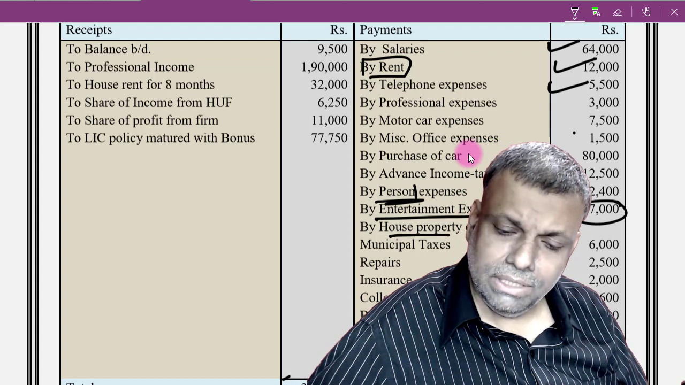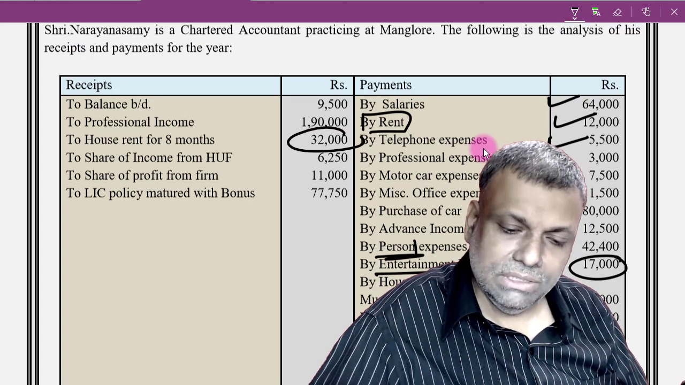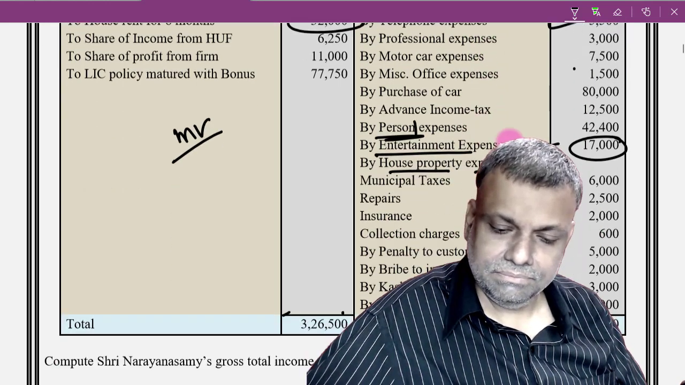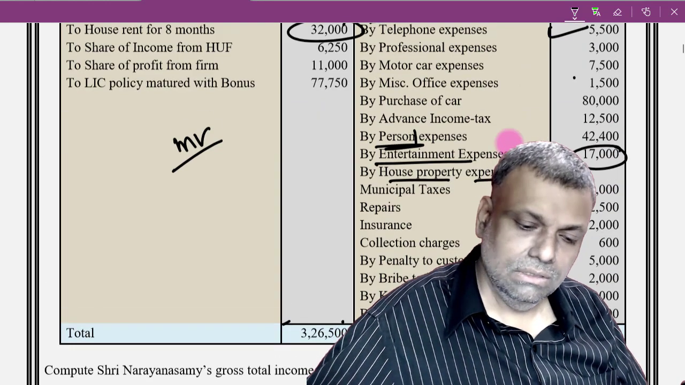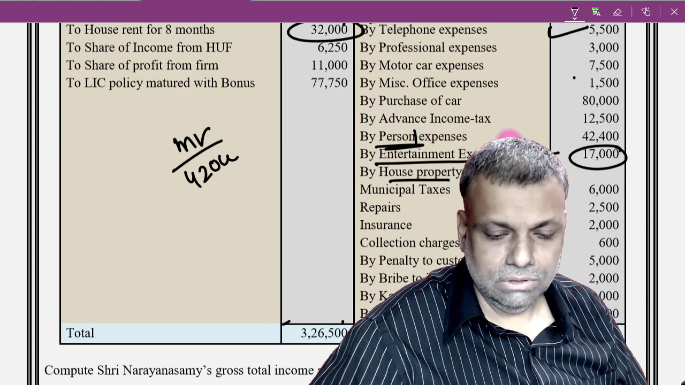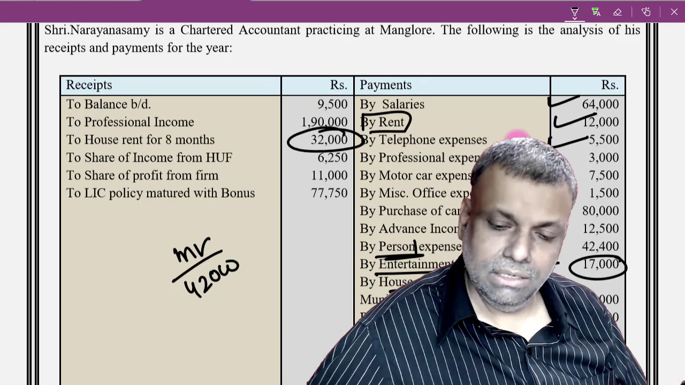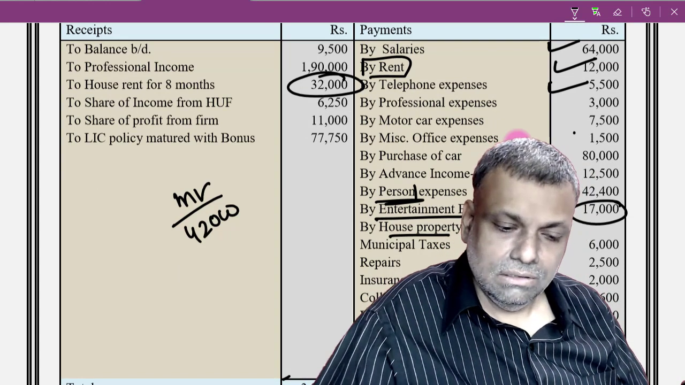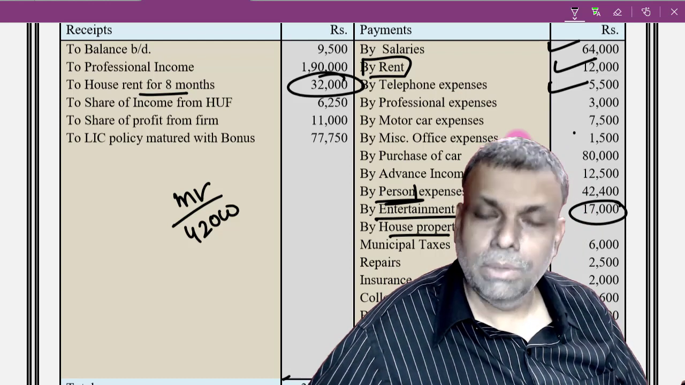Now, house property related expense. Okay. So house property, you already have 8 months rent. You already have a municipal value, which is given to us. The municipal value is 42,000. Okay. So that you will have to consider in house property computation. Now, in the house property, actual rent is for 8 months. These are all house property related expenses.